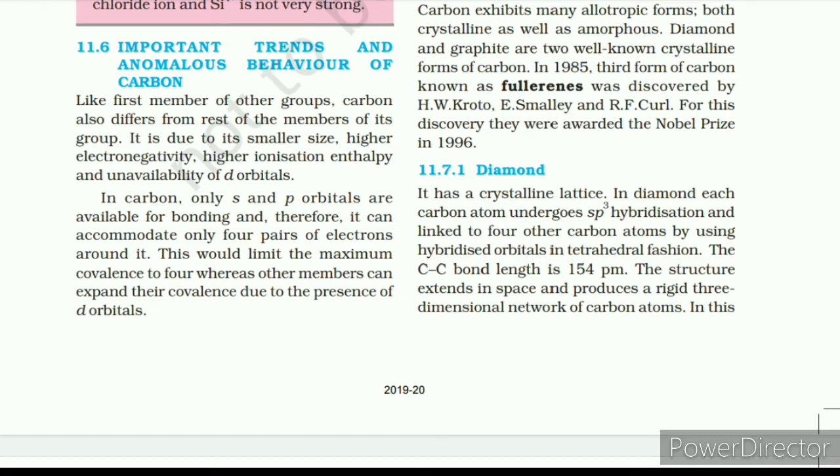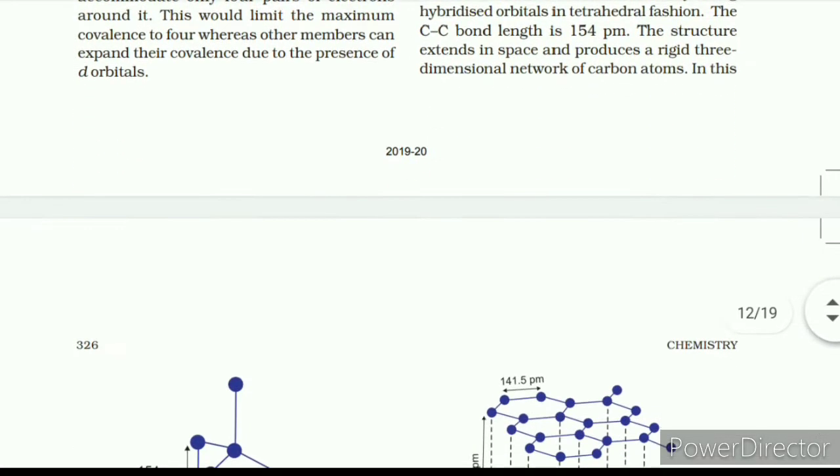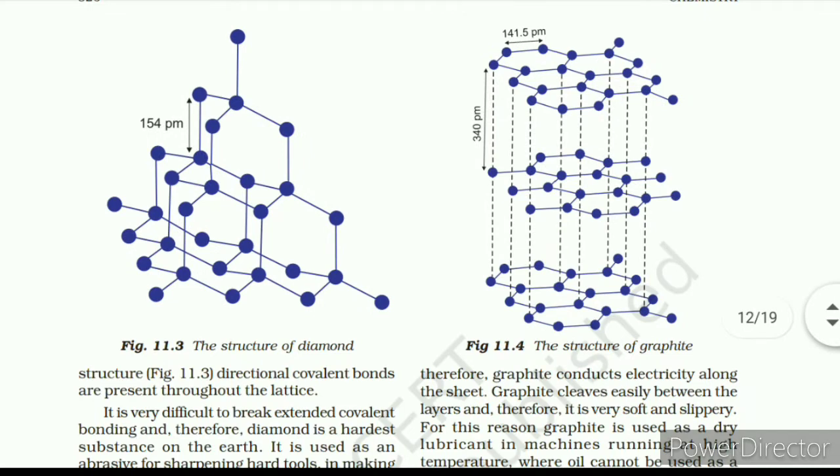It is used as an abrasive for sharpening hard tools, in making dyes, and in the manufacture of tungsten filament for electric light bulbs. Problem 11.7. Diamond is covalent, yet it has a high melting point. Why? Solution. Diamond has a 3-dimensional network involving strong carbon-carbon bonds which are very difficult to break and in turn has a high melting point.